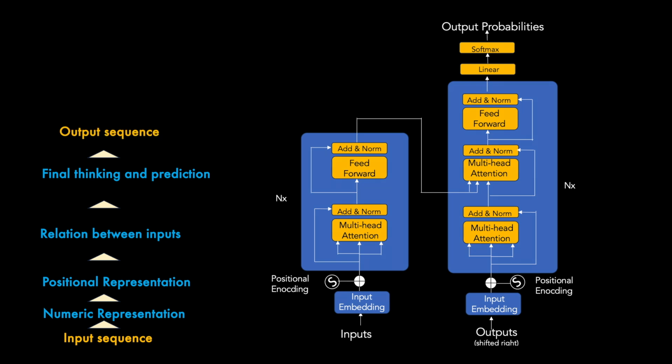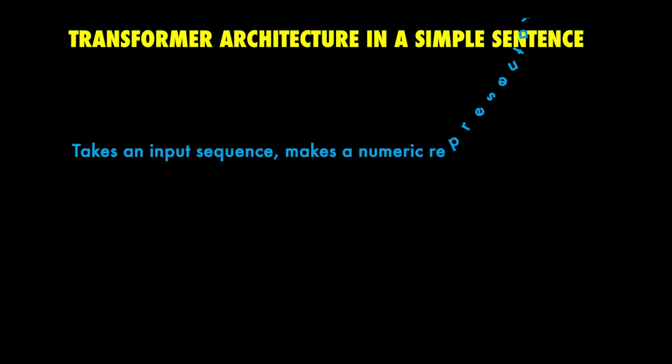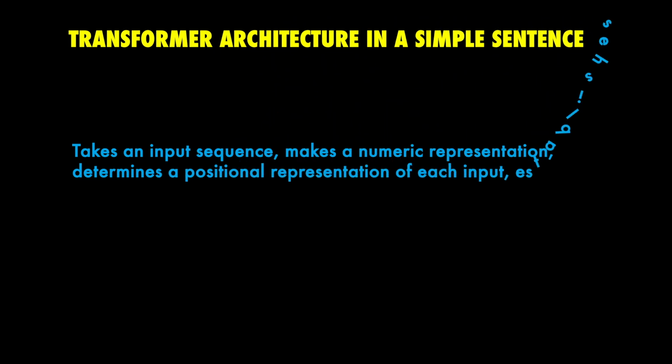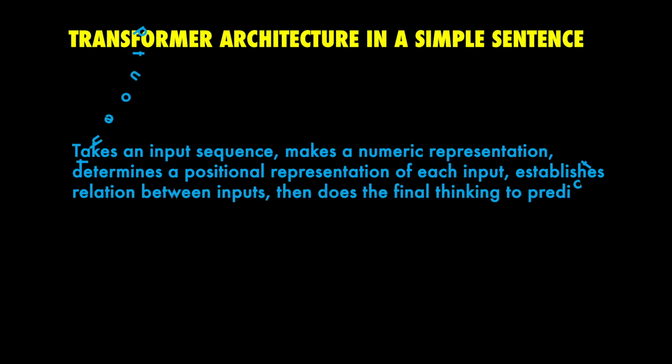Now here is a simple sentence which summarizes the transformer architecture. It takes the input sequence, makes a numeric representation, determines a positional representation of each input, establishes the relation between inputs, and then does the final thinking to predict the output sequence.